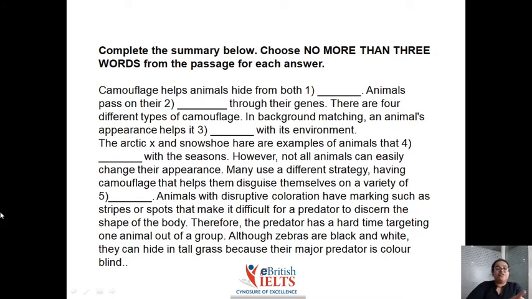Now, if you look at the first question, it says, camouflage helps animals hide from both. But before we begin with that, just look at the question once. The question says, complete the summary below. So, it's a summary type question with missing words and pieces of information. And it says, choose no more than 3 words from the passage for each answer. So, words have to be chosen from the passage, and the limit of the answer should not exceed 3 words. That is something they have clarified right in the beginning.